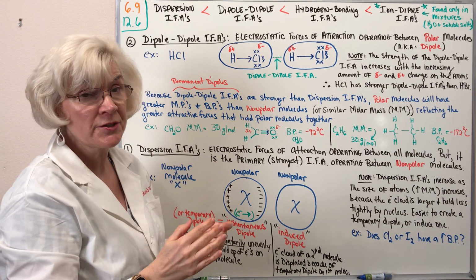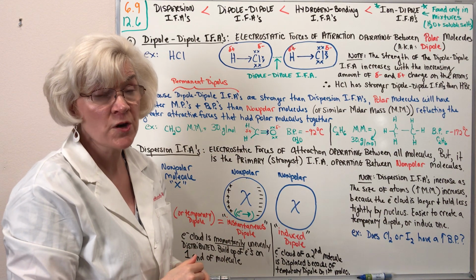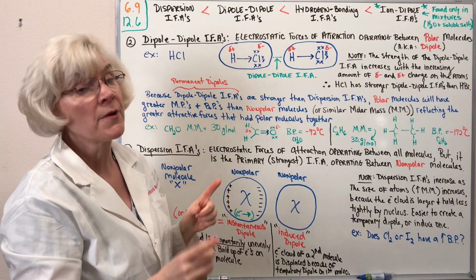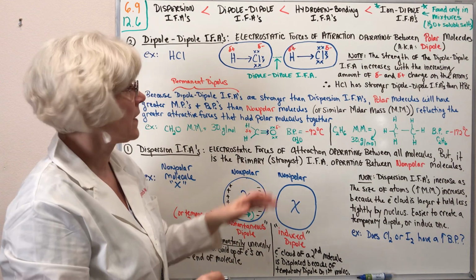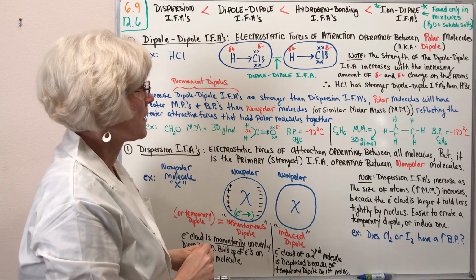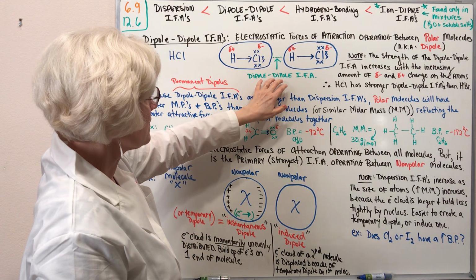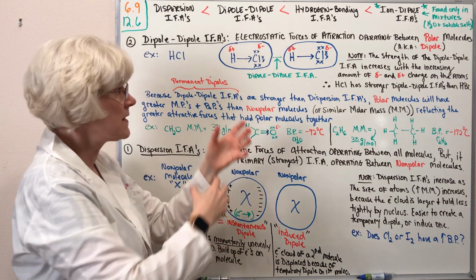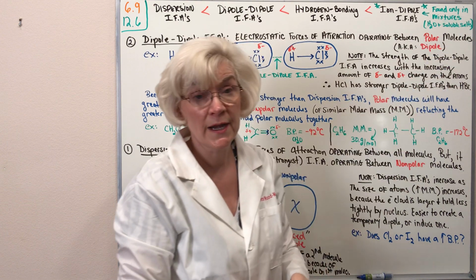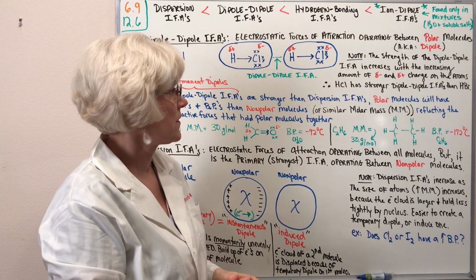So again, a reminder here that intermolecular forces of attraction, although significant, are much weaker relative to the ionic and covalent bonds that operate to hold molecules and compounds together. Right, so here's an illustration of dipole-dipole IFAs. This same type of intermolecular force of attraction would be operating between all polar molecules.